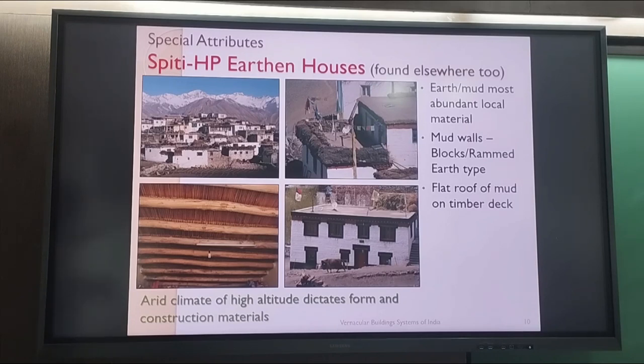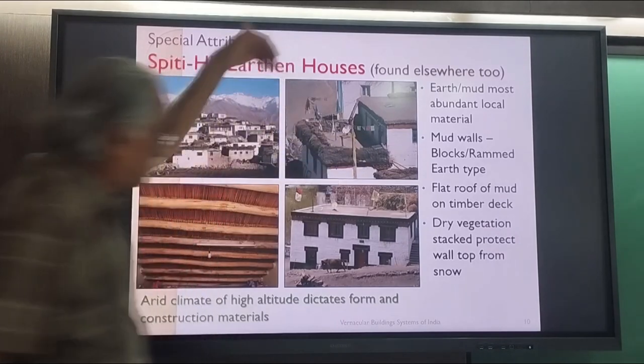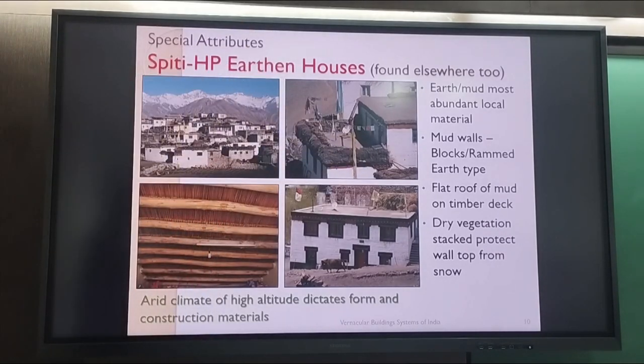And the mud roofs are flat on a timber deck. Also very interesting, they have dry vegetation stacked on top of the wall, so that the water doesn't seep through. Typically, this area doesn't get rain, although now with climate change, things are changing. But it gets a lot of snow. The snow will pile up on these walls, and because of this vegetation, it will not seep down.